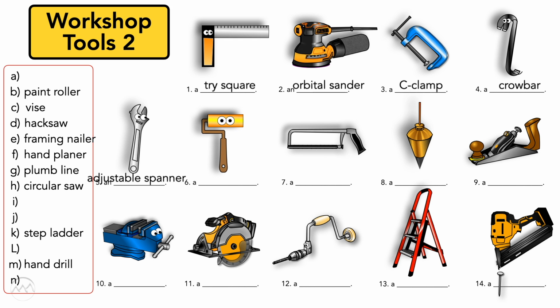Next one, number 6. This is a paint roller. This is a paint roller. Number 7. This is a hacksaw. This is a hacksaw. Number 8. This is a plumb line. This is a plumb line.